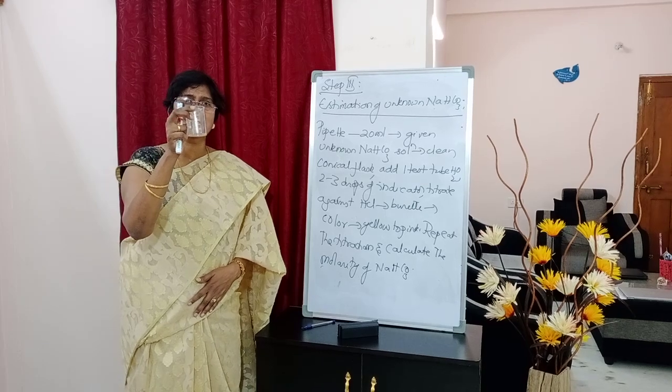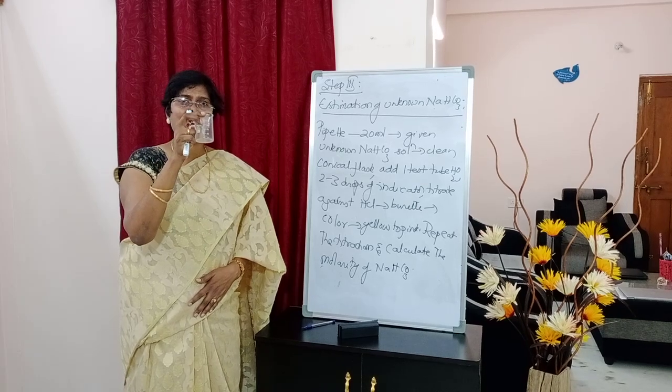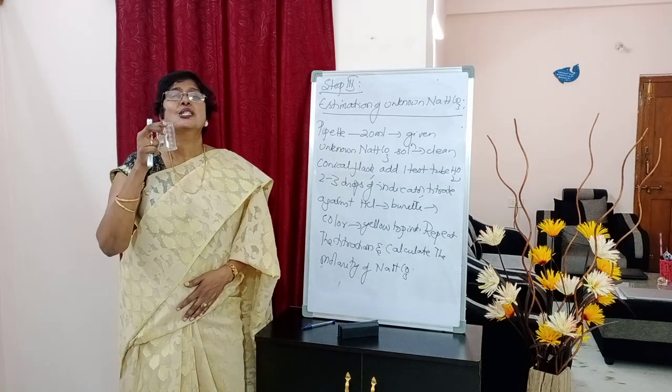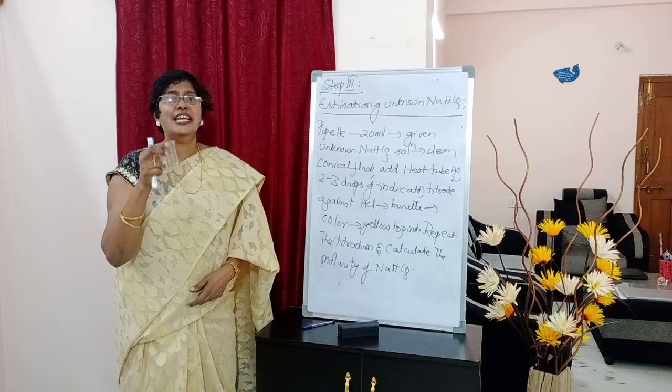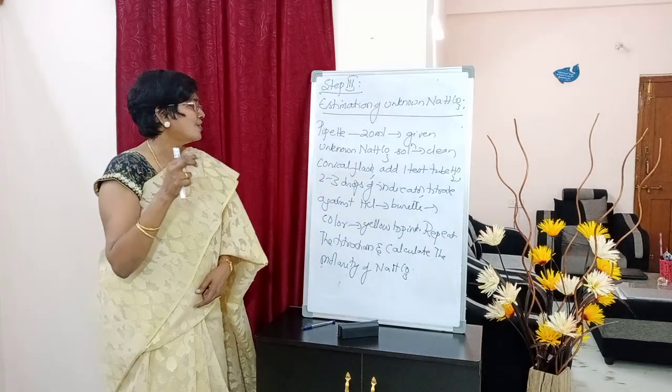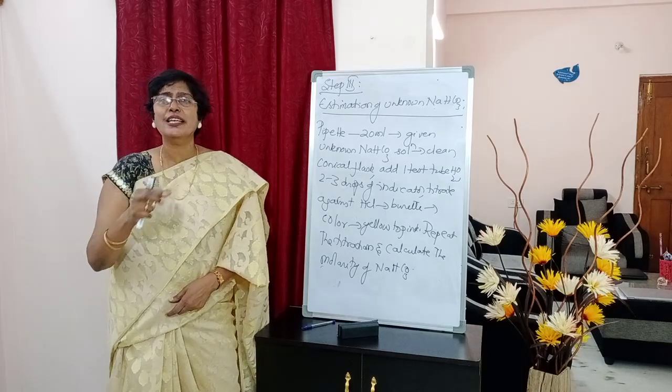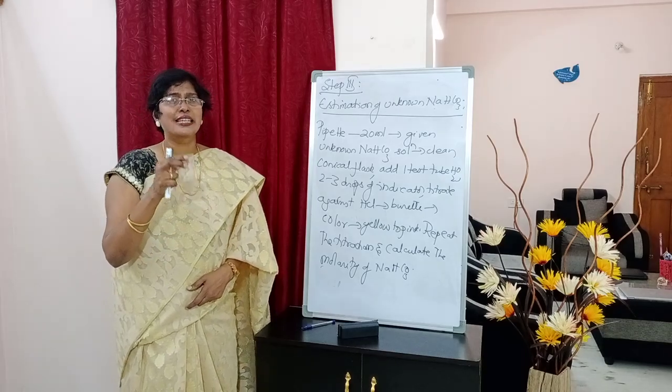Same, students, like the second step. There you are taking standard Na2CO3 in the conical flask. In the third step you will be taking 20 ml of unknown NaHCO3 solution into the conical flask. Same procedure like step 2. Okay, so this is the procedure for your experiment.